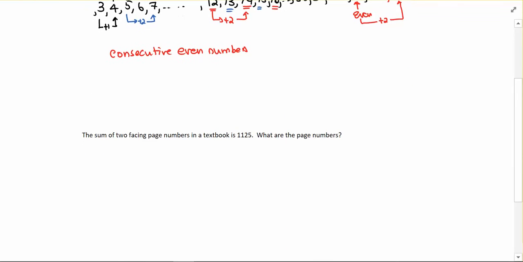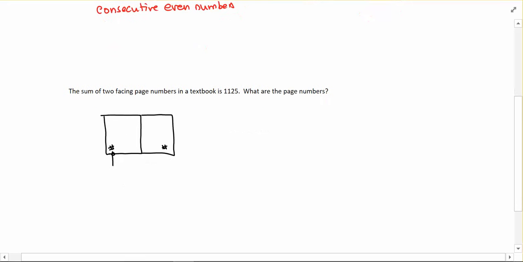All right, so let's take a look at a simple problem first. It says the sum of two facing page numbers in a textbook is 1125. So you have a textbook here. I'm going to try and draw a textbook. Never a good idea because I'm no drawing person, no artist. Anyways, here is the first page number and here is the second page number. Now we know that page numbers are consecutive unless the author was really trying to confuse us. They're consecutive, meaning if this number is x, then this one has to be x plus 1.